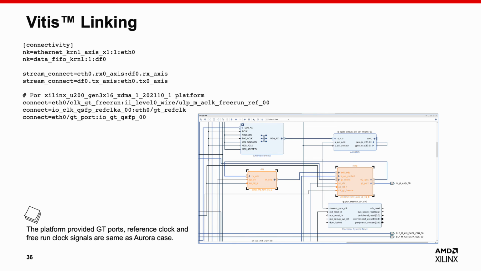The Vitis linking step is totally the same as the Aurora case. You just need to specifically connect the three Ethernet IP related ports, and other connections follow the standard Vitis usage. Similarly, we can use Vivado to open the linked design to check that all the Ethernet specific signals are connected well.